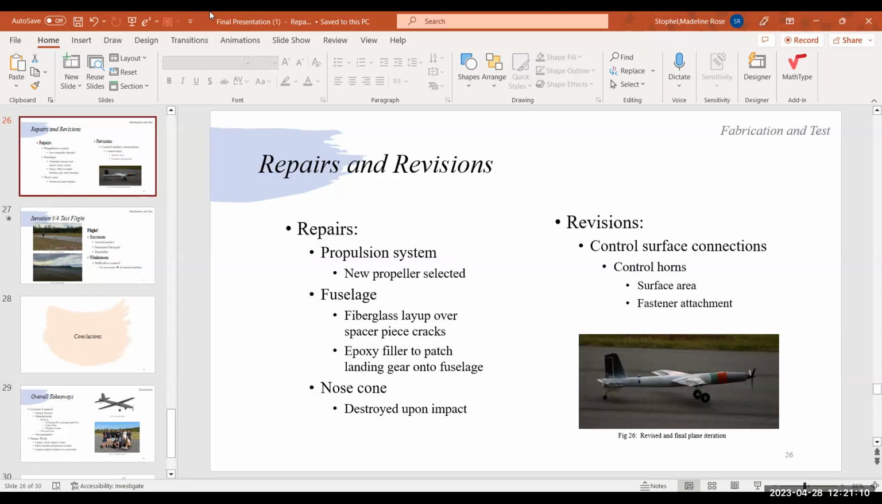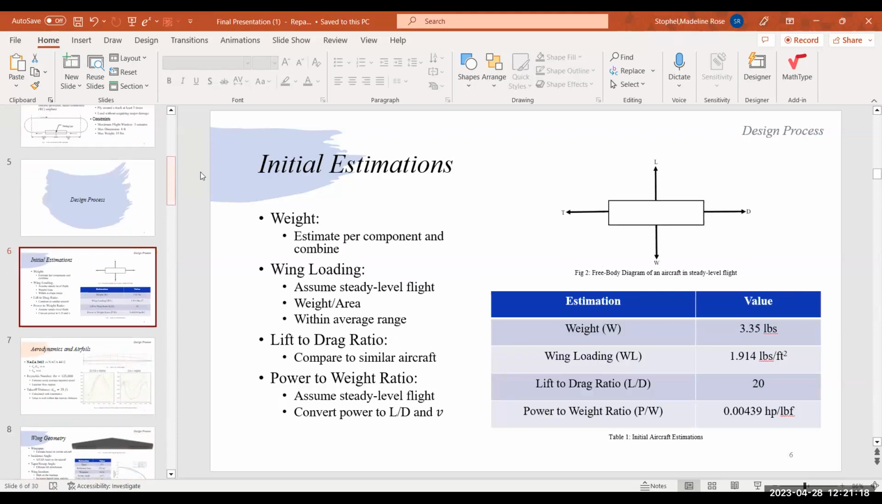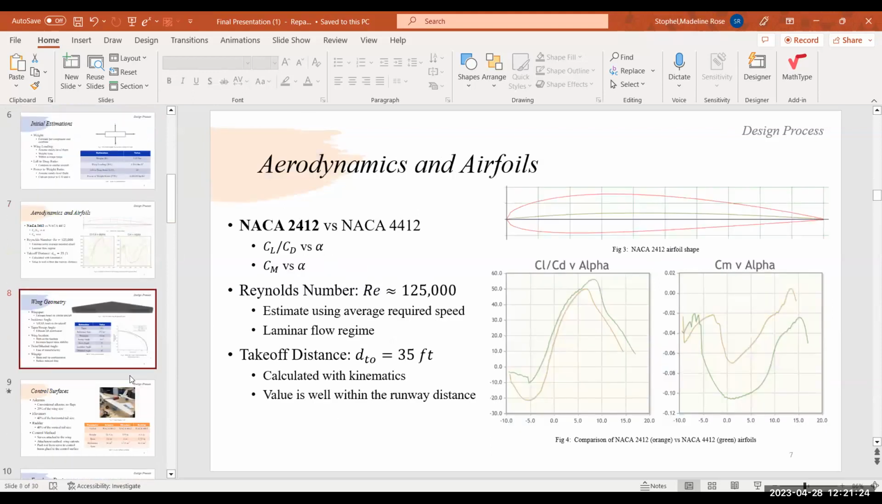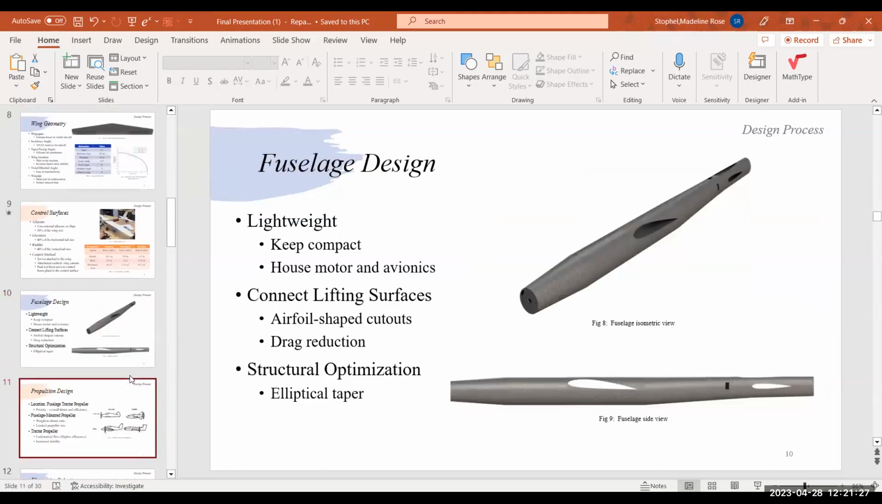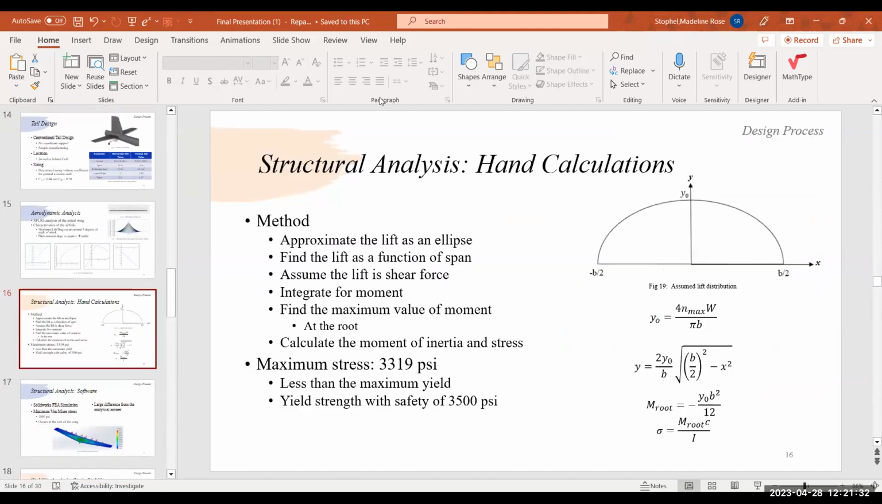Can we talk about your wing loading and calcs? I think it's further down, the actual hand calcs, the MC over I equation. Yeah, right here. Okay. So the yield strength is 35 psi. Is that from the yield strength of the material, of the PLA? Yes. Okay.